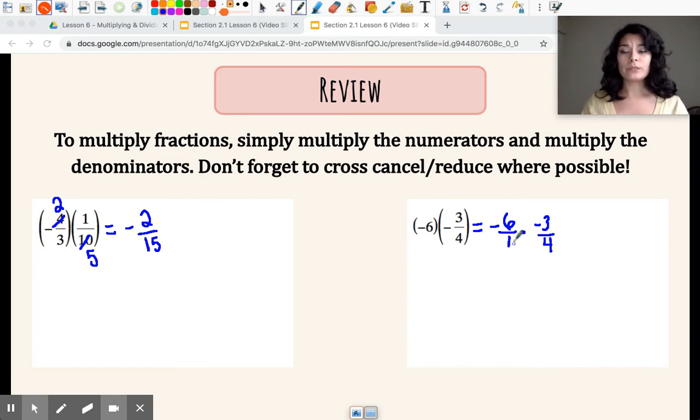So I can't reduce 3 and 1 again, but I can reduce 4 and 6. The biggest number that I divide evenly into both is 2 again. 6 divided by 2 gives me 3. 4 divided by 2 gives me 2. And now I multiply across the tops and bottoms. Negative times negative is going to give me a positive fraction. I'm just drawing my fraction bar here. 3 times 3 will give me 9. And 1 times 2 gives me 2. And again, it's a positive fraction because the negatives canceled.